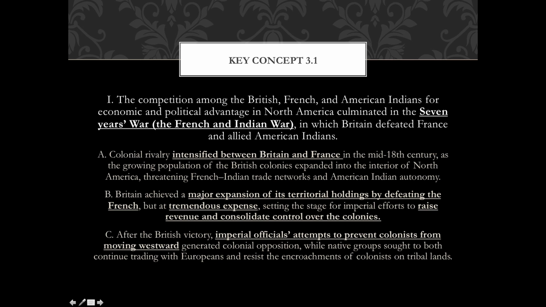And when they start to lose a lot of money, now they're going to raise revenue, or the other little evil word that nobody likes, your taxes. And once they begin to raise taxes, that's when things go bad. They also try to stop Americans, here in letter C, from moving westward. And we're going to talk about that both in this PowerPoint and in class, what that was.